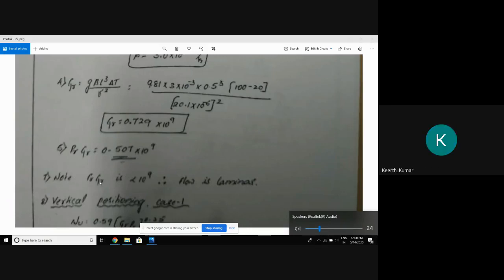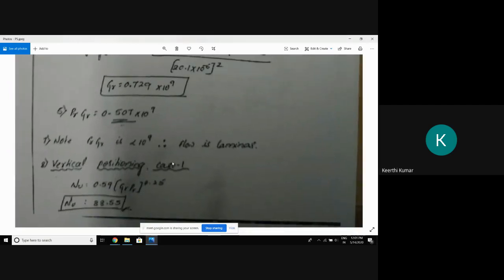Now PR into GR we got less than 10 to the power of 9. Therefore, the type of the flow is laminar flow. Once you know that there is a laminar flow, we'll go for case 1. Till here, either it may be horizontal position or laminar. For vertical position, we got a laminar flow. Now for case 1, this value is less than 10 to the power of 9, but it is nearer to 10 to the power of 9. So I can consider this as a laminar flow with higher value of PR GR.